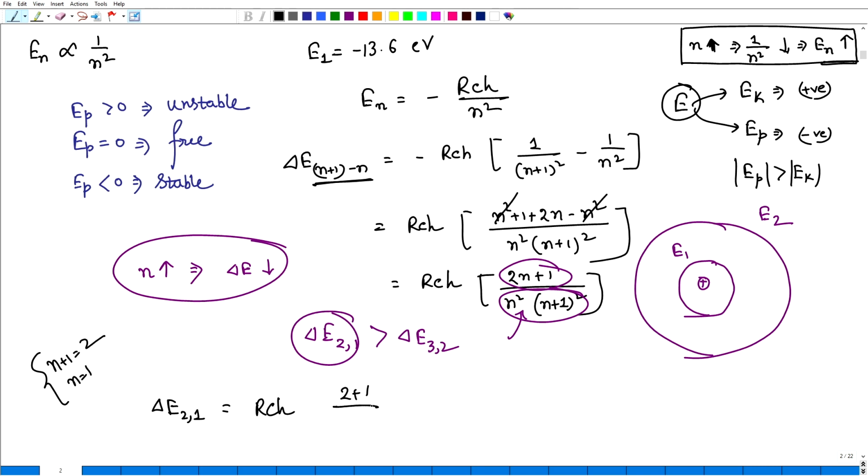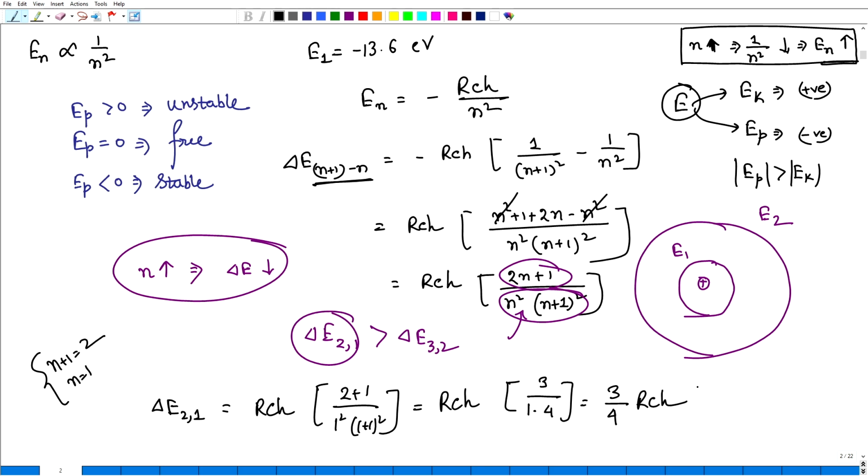plus 1 divided by n is 1. So it is 1 square plus 1 plus 1 square, right. So it will be R_CH, R_CH is constant, it will not depend on n. So it will be 3 divided by 1 into 4. So 3 by 4 R_CH, correct.